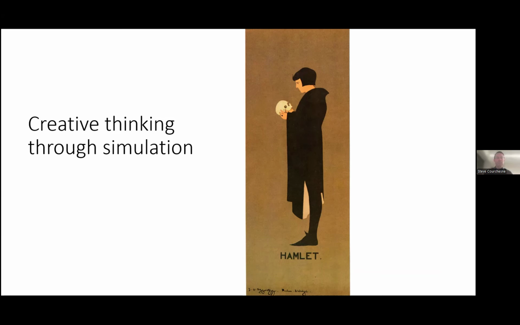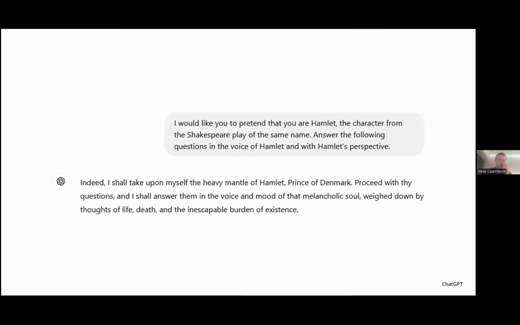So I thought, what happens if I try a simulation related to a fictional character? I asked ChatGPT to pretend that you are Hamlet, the character from the Shakespeare play of the same name. Answer the following questions in the voice of Hamlet and with Hamlet's perspective. And it said, okay, I shall do that. I'll take on the heavy mantle of Hamlet, Prince of Denmark. I was looking for three things in doing this experiment. First, I wanted to see how accurate it would be. First off, it recognizes that Hamlet was the Prince of Denmark, and that's accurate. So I was looking to see, does it actually correctly identify things that I know to be true in the play?